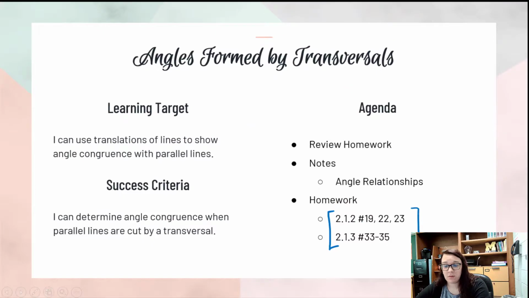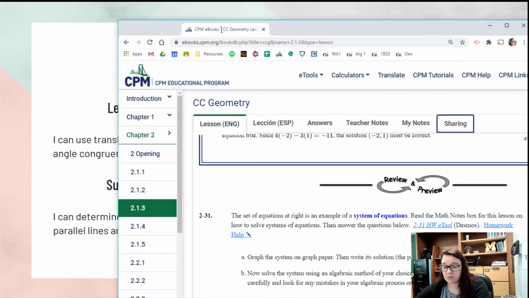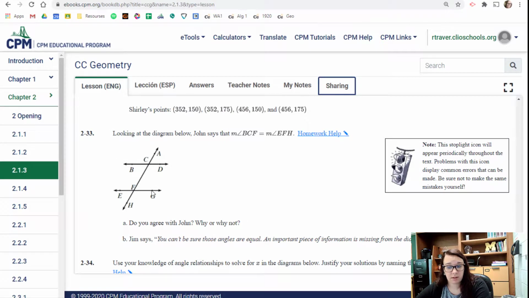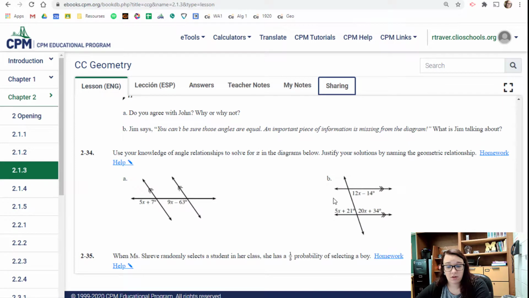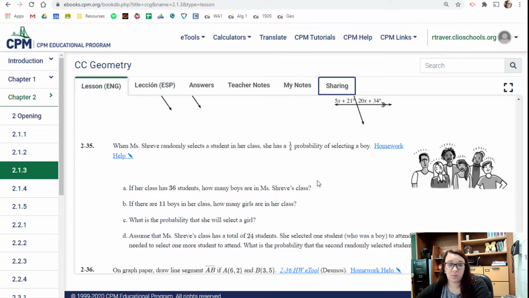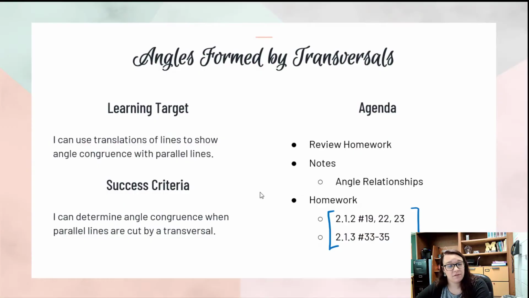The other assignment you're working on is 213, not another assignment, but another couple problems from 213. So here's 213, I want to do 33 through 35. 33 has two parallel lines cut by a transversal, and it's asking you to agree or not with some statements. 34, some problems to solve for x, and 35 has a few parts, and it's doing some probability practice. That's what you've got for today for your homework. I hope it's working out well for you.